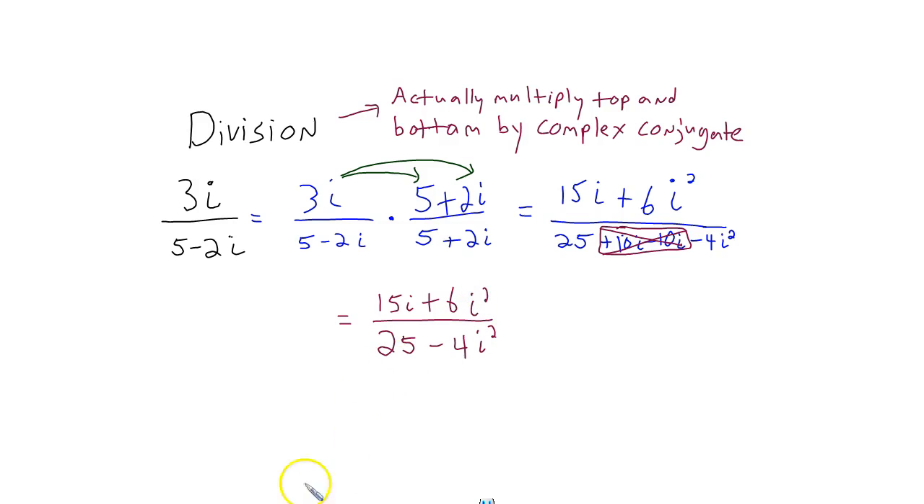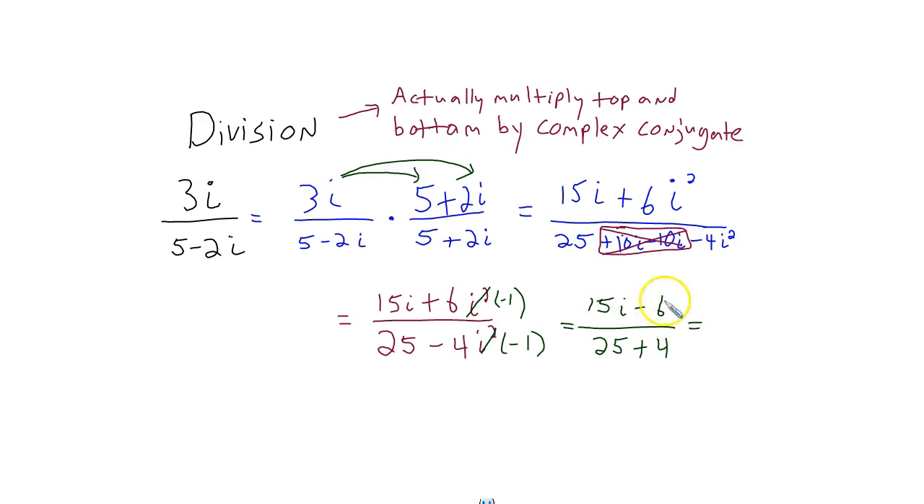Now, we got to fix these i squareds. Whenever you end up with an answer with an i squared, it's always going to change to a negative 1, which means any number in front of it is going to change that sign. So 6 times negative 1 is negative 6. So we have 15i minus 6. And on the bottom, 25, negative 4 times negative 1 is a positive 4. So 25 plus 4.